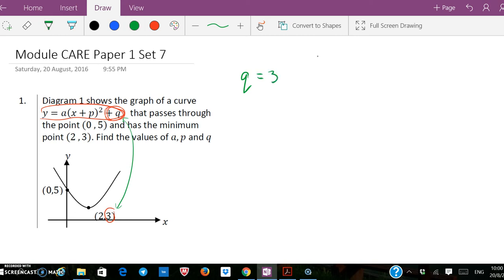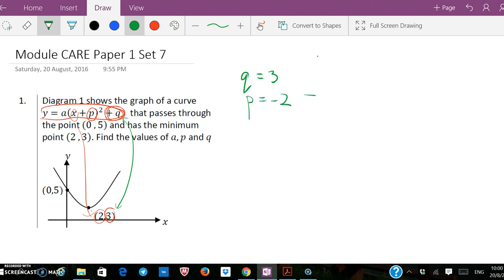And then we look at the value of p. There must be a connection between p and x, and x is the value of x at the minimum point, that is 2. If the value of x at the minimum point is 2, then p must be negative 2.